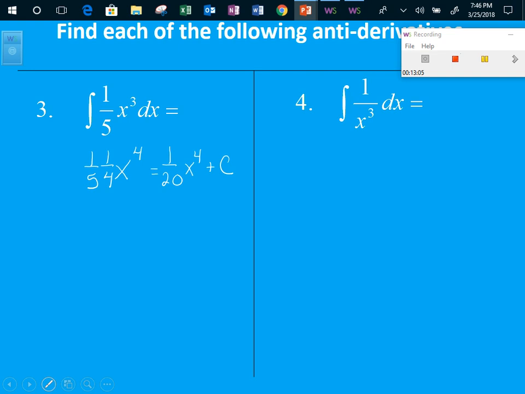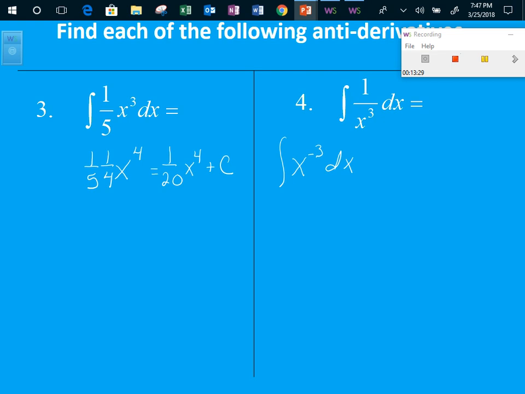Now, just like our rules when we found our derivative, simplify first if you can. You may need to write it so that it's of the form x to the n. So why did I say that? On number 4, we're going to write this as x to the -3rd dx. That's going to be our first step.